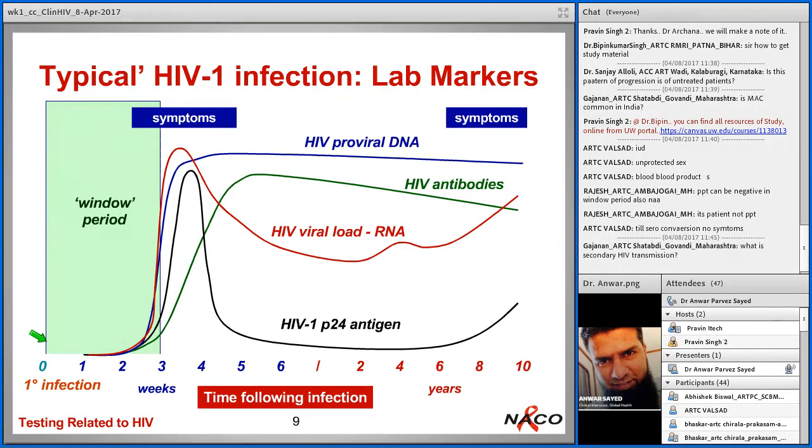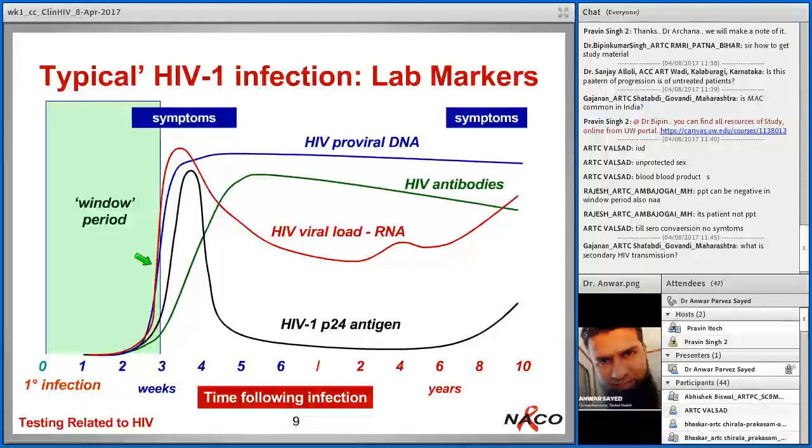If you see this slide, you will come to know how these things behave. Like if you see the HIV proviral DNA, it has a window period. Every test has a window period. It doesn't mean that only antibody based tests have a window period. It is not like that. Even DNA PCR will have some window period.